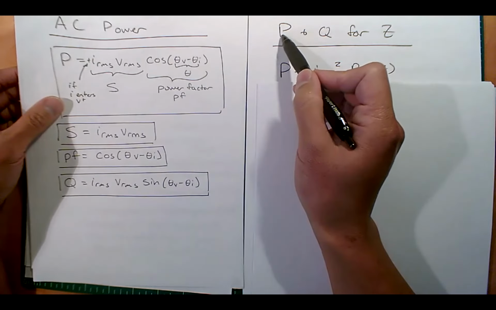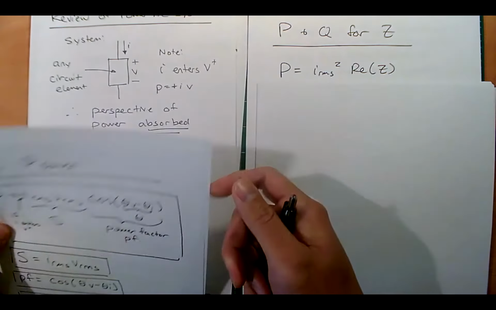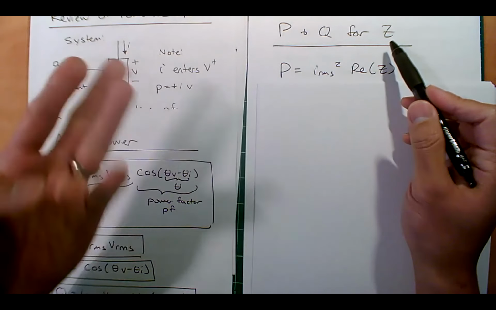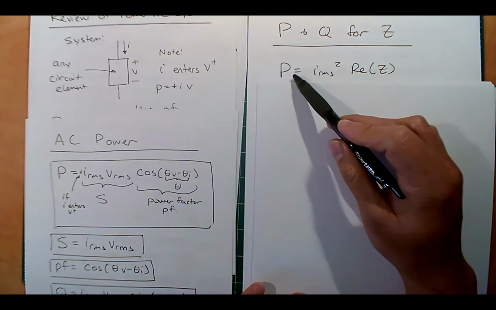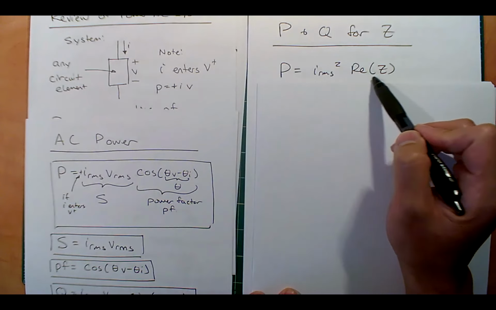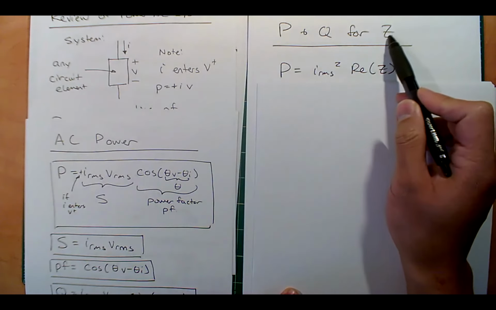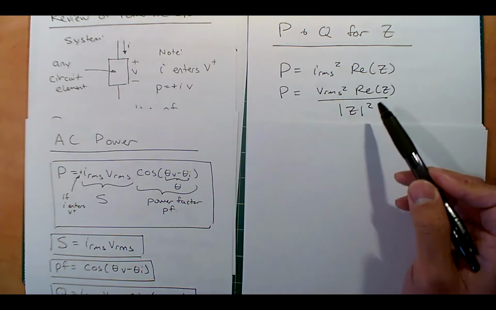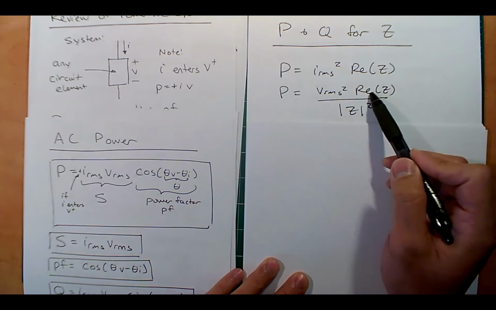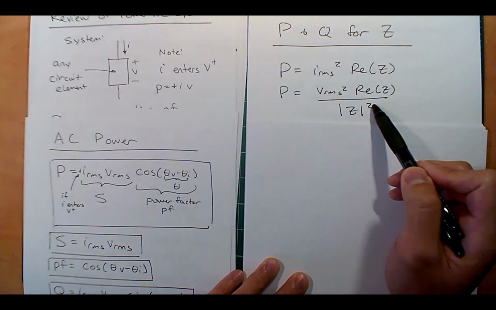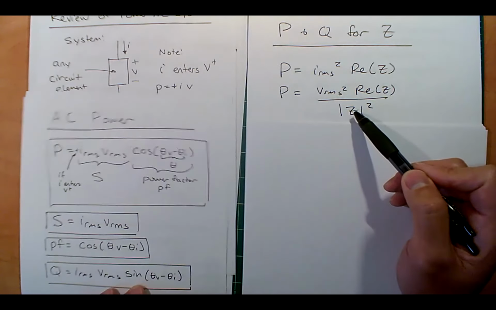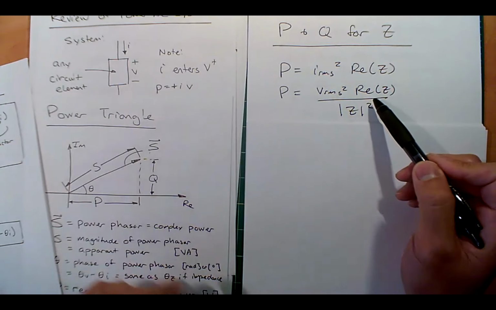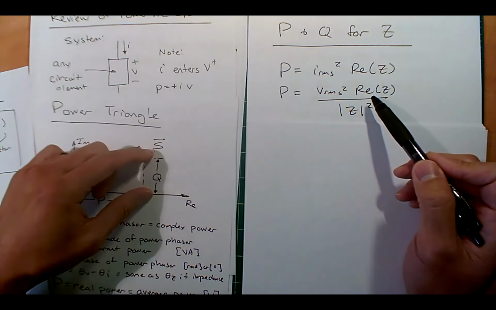The last thing that I wanted to review was the equations for real power, or the average of the instantaneous power, and Q. This is assuming that this is a Z, an impedance: a resistor, inductor, capacitor, or some combination of the three. So we have IRMS squared times the real part of Z. If Z is a complex number, remember we have real and imaginary, it's the real part. Or the alternate formula is VRMS squared, real part of Z over the magnitude of Z squared. Remember, the magnitude is like the length of the phasor. The real part is like the X component, and the imaginary component is the Y component.